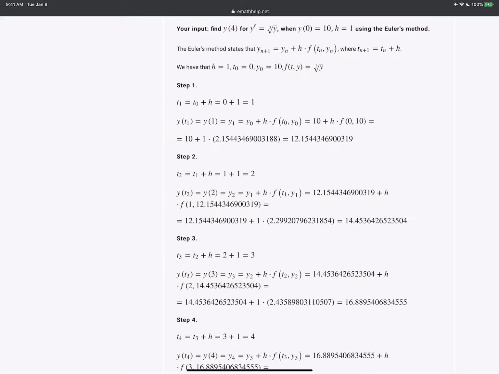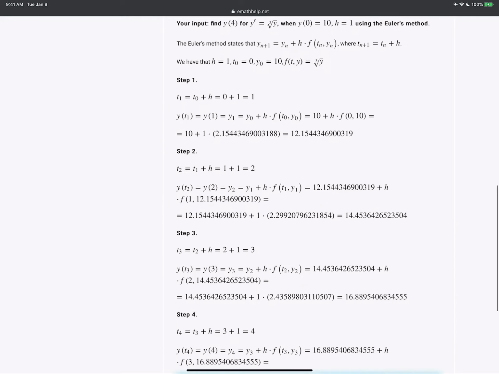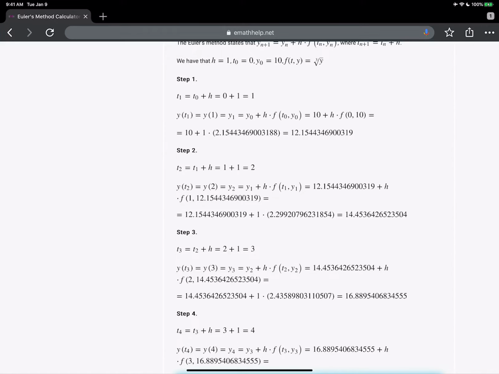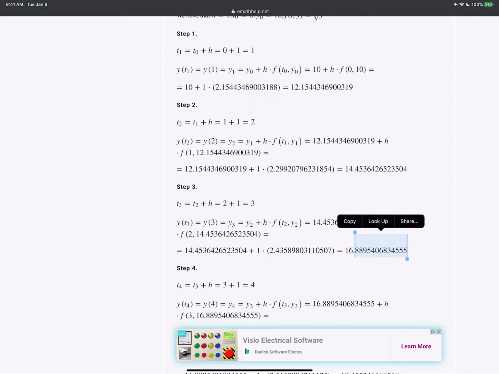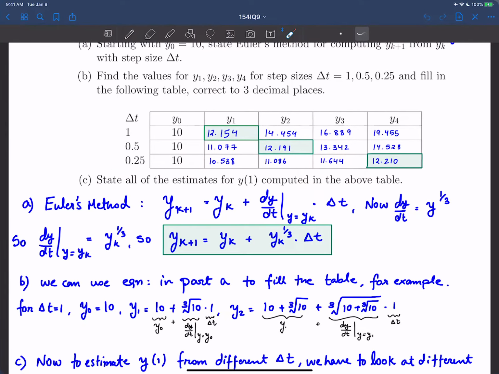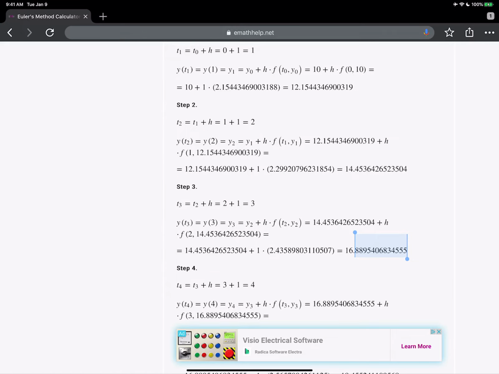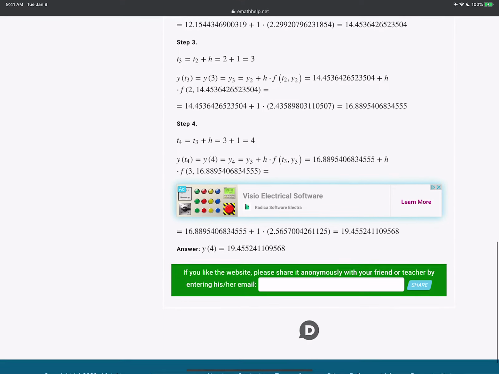Then step 2 is going to use that previous value to calculate the next value, which is right here. We're going to take that and plug it in the second one. That's why you see all these numbers here. The 12.154 is coming from there, and so is 14.4542. Then you have 16.889, and that goes into y3. The fourth step finally is the y4 value, and that happens to be given on the bottom.